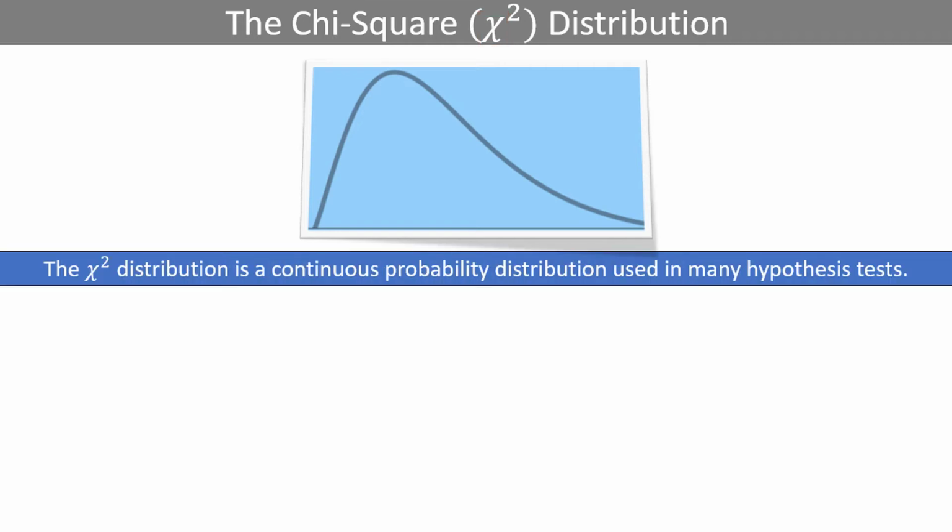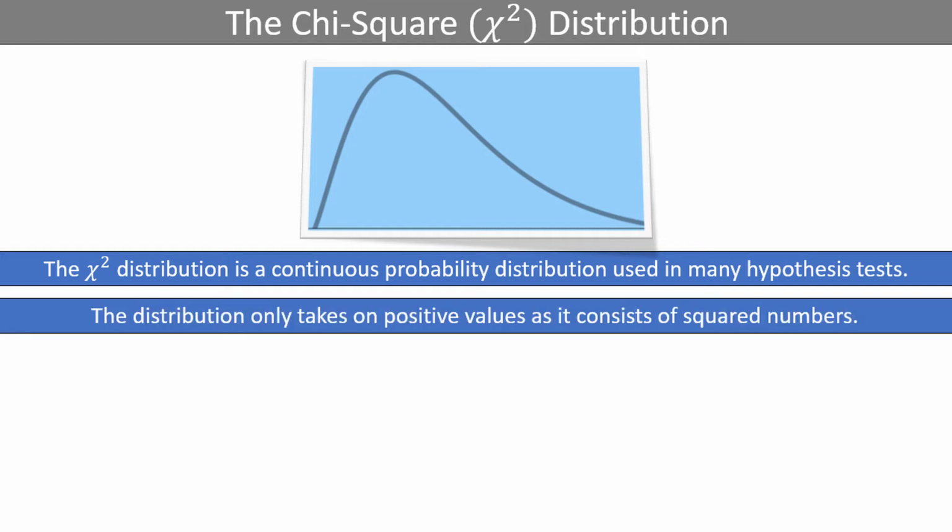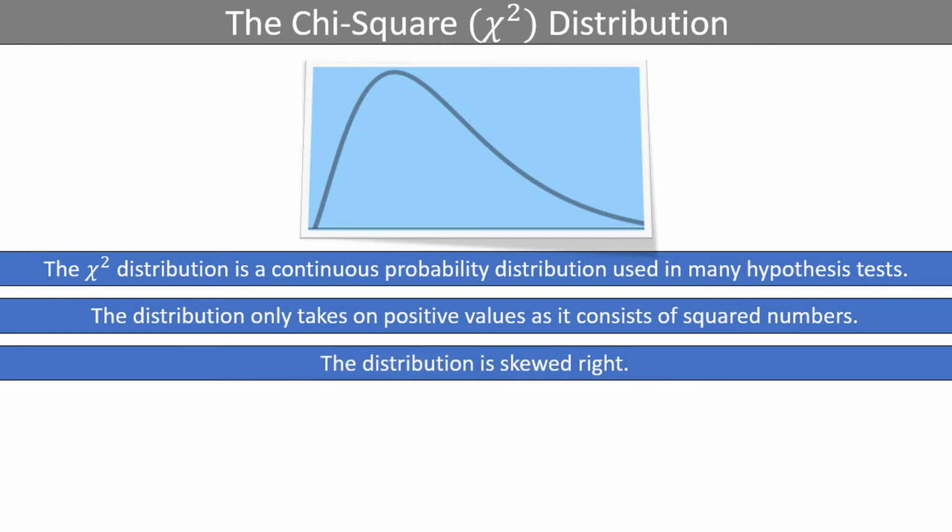First, let's talk about the chi-square distribution, which you may or may not be familiar with. Chi is a Greek letter which looks an awful lot like the letter X, but is shaped slightly differently if you look very closely. Like the Z and T distributions, the chi-square distribution is a continuous probability distribution used in many hypothesis tests. The distribution only takes on positive values as it consists of squared numbers. The distribution is skewed right, as can be seen from the graph. This contrasts the chi-square distribution from the Z and T distributions, which are both symmetric.